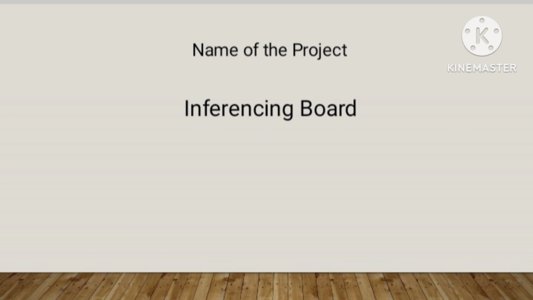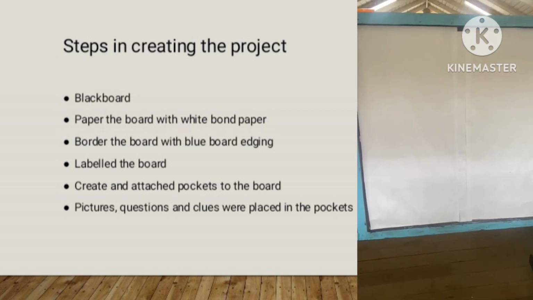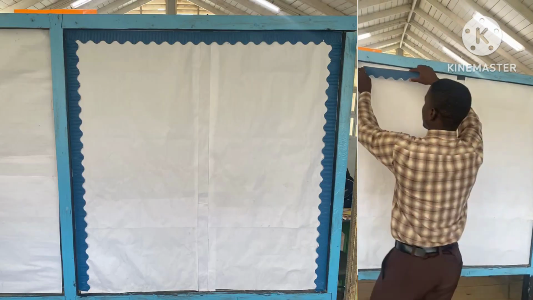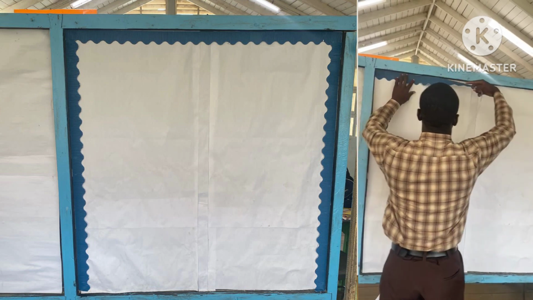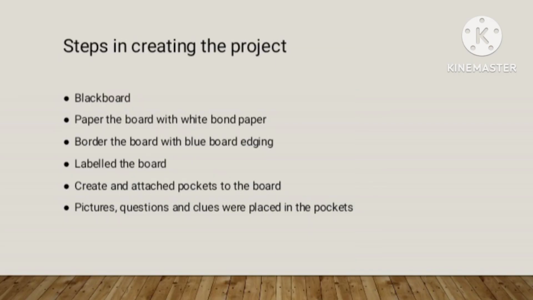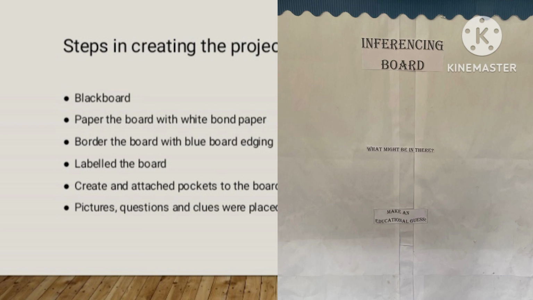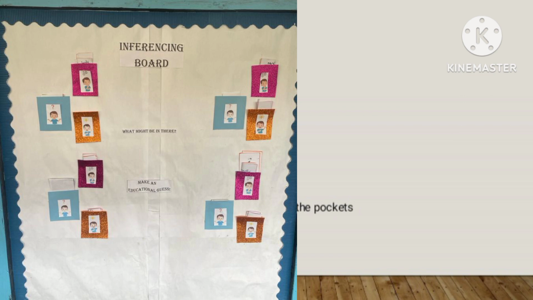The name of my project is the Inferencing Board. It's a game. Steps in creating the project: first there was an empty blackboard. I papered the blackboard with white bond paper, bordered the board with blue board edging, and labeled the board. I created and attached pockets to the board. In these pockets were pictures, questions, and clues for the pupils to participate in the game.